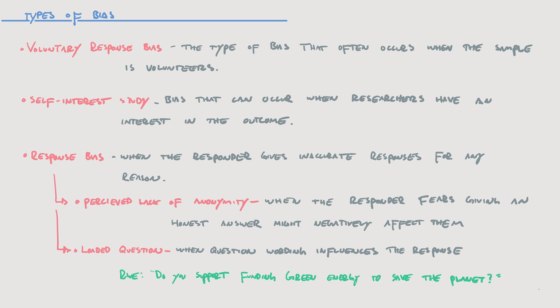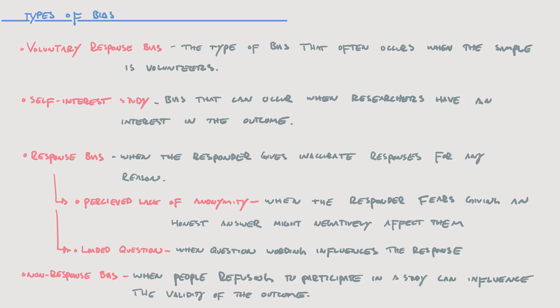So an example of that might be something like, "Do you support funding green energy to save the planet?" But that's a loaded question, right? Because whether or not you want to support funding green energy, saying that it's to save the planet might make someone who doesn't support funding green energy second guess themselves because they want to save the planet. So a better question would be, do you support funding green energy? And then just leave this part out.